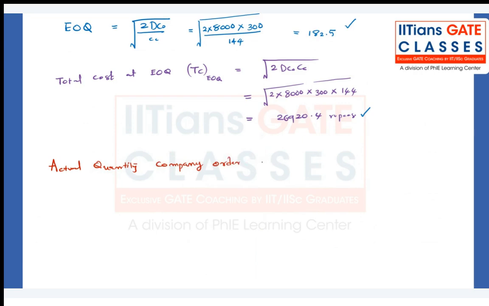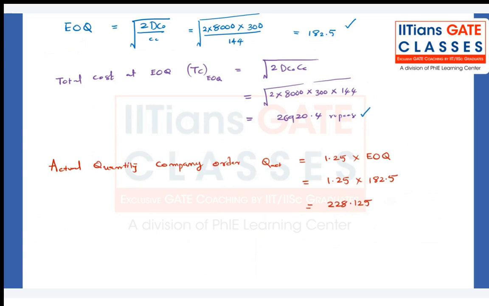Now here, guys, the actual quantity Q actual, I said. Q actual is equal to 1.25 into EOQ. Now here 1.25 into 182.5. All right guys. Now how much do you get? Here you are going to get 228.125 units. They are going to be ordered. So they are not following EOQ according to the problem. They are going to order this much quantity for every order.